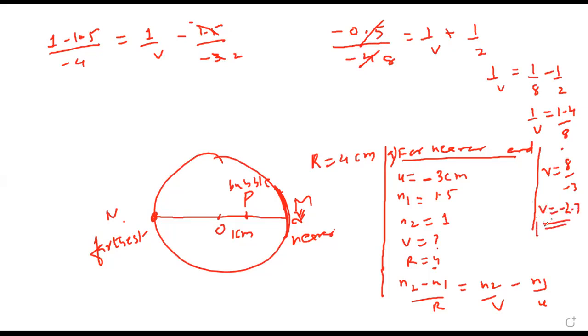Okay, so that means on the left hand side of the nearer end. This much followed? Yes. So this is the first case. Just write the solution. So it is from the eye on the left hand side at 2.7 centimeter.